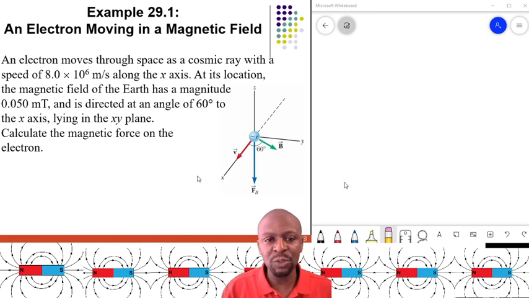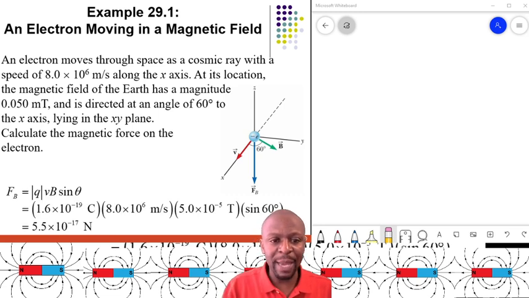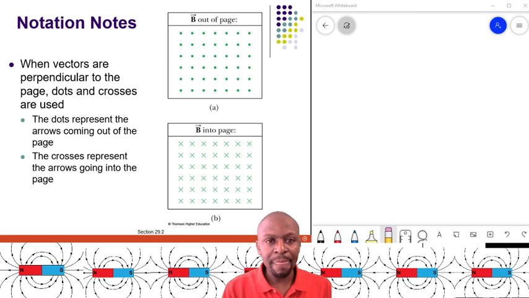We know that the magnitude of the magnetic force is just qvB sine of the angle. Now, if you plug in all the values, because you know the charge of an electron, this is what you are going to have as your magnetic force. So the magnetic force will just be 5.5 multiplied by 10 to the power minus 7 Newton. Now, this is how we normally denote the vector. If the vector is into the page, we denote it by a cross, and if the vector is out of the page, we denote it by a dot.